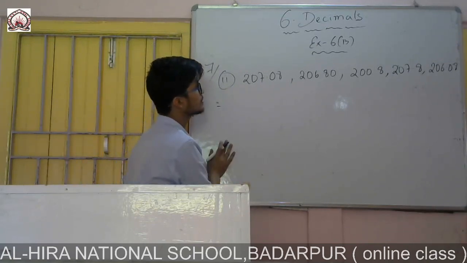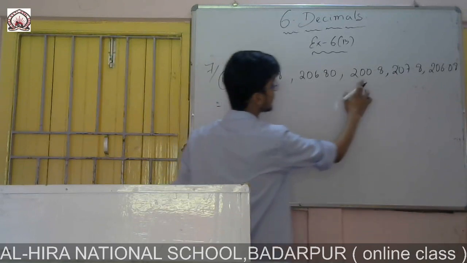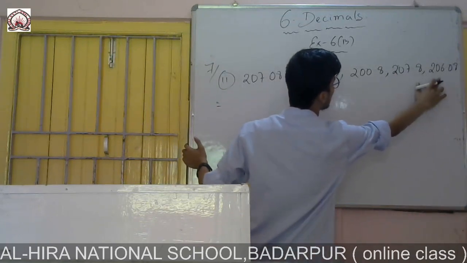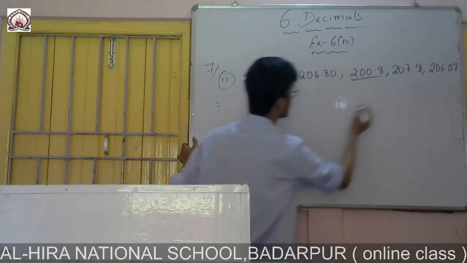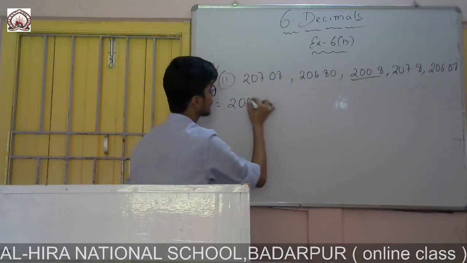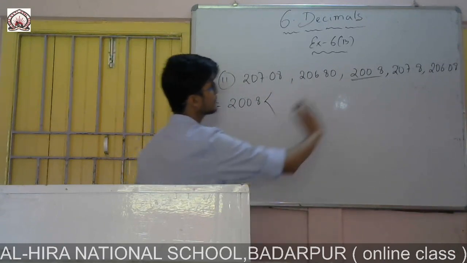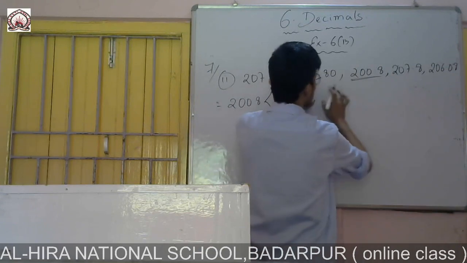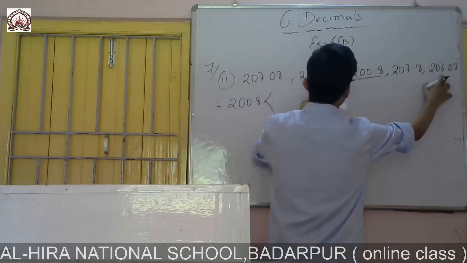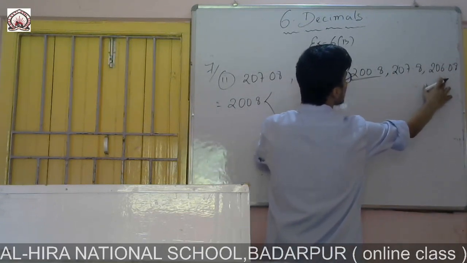This one is very easy, you see. It is 207, 206, 200, 207. It means from the smallest I will take. The smallest one is 200. So first of all I will write 200.8. So this is the smallest. So leave this one. Now I will go for 207, 207, 206, 206. That means from these two one will be smaller.